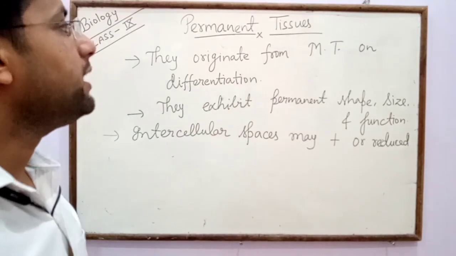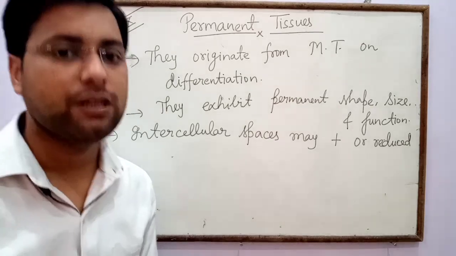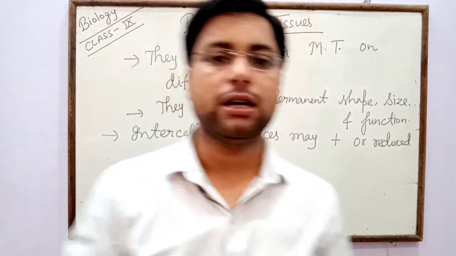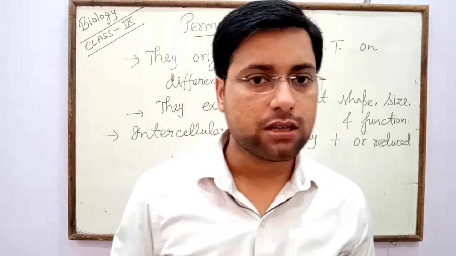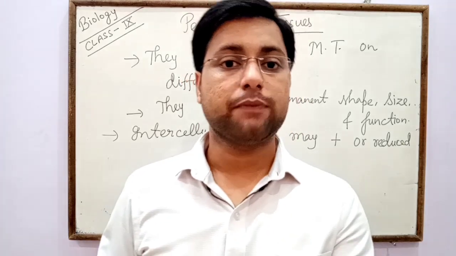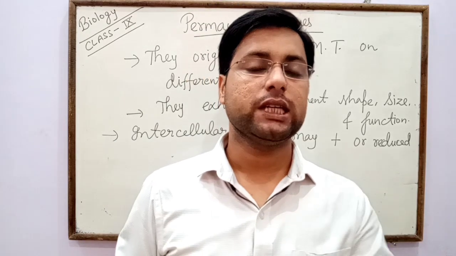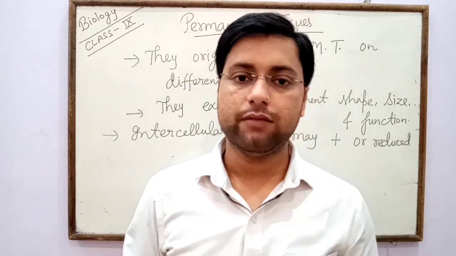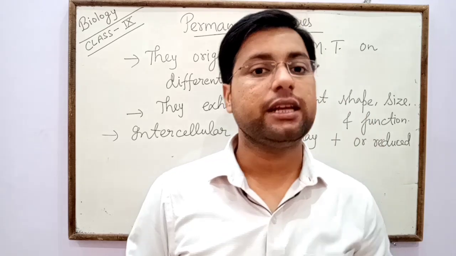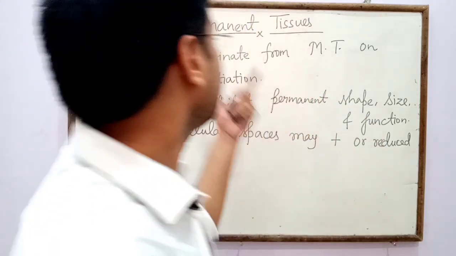Now about permanent tissues. Permanent tissues have lost the capacity of division. It means in permanent tissue, cell division does not occur, and due to the absence of cell division it is called permanent tissue, because in meristematic tissue cell division occurs, and permanent tissue has lost the capacity of division.